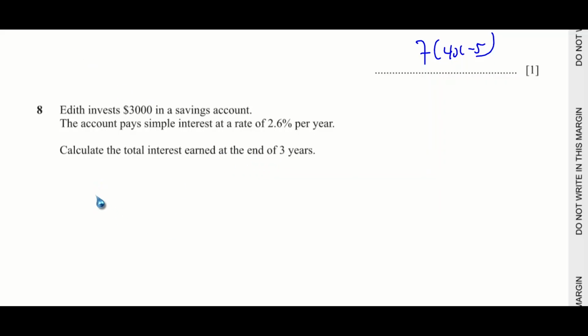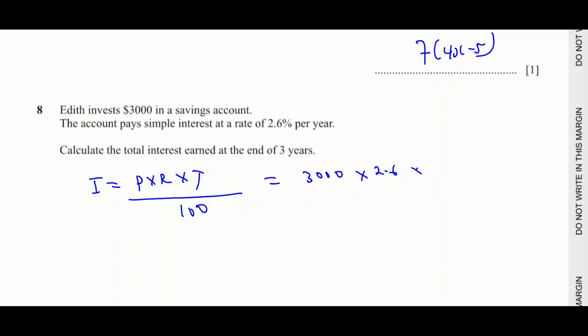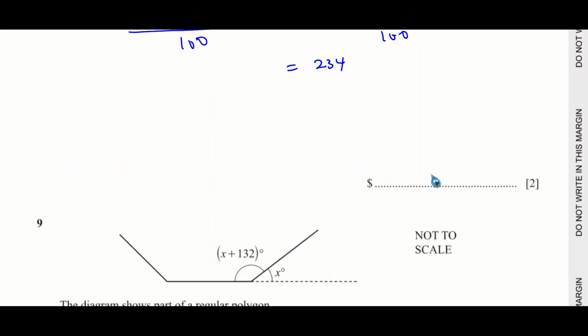So we can use this formula I equals P times R times T, the principal times the rate times the time over 100. So the principal is $3,000 times the rate 2.6 times the time 3 over 100. If you input this into your calculator, the value of the interest should be equal to $234. So 234.